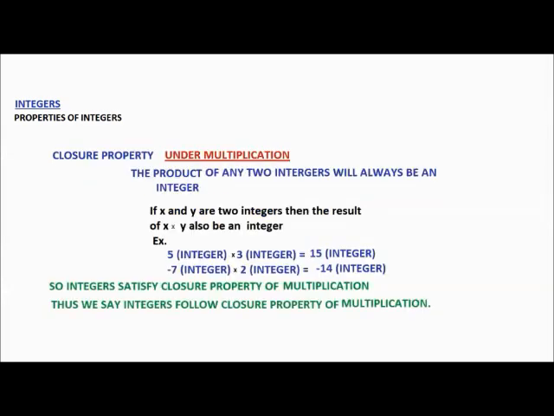Closure property under multiplication. The product of any two integers will always be an integer. If x and y are two integers, then the result of x multiplied by y is also an integer. Example, 5 multiplied by 3, the result is 15. It is also an integer. So integers satisfy the closure property of multiplication. Thus we say integers follow the closure property of multiplication.